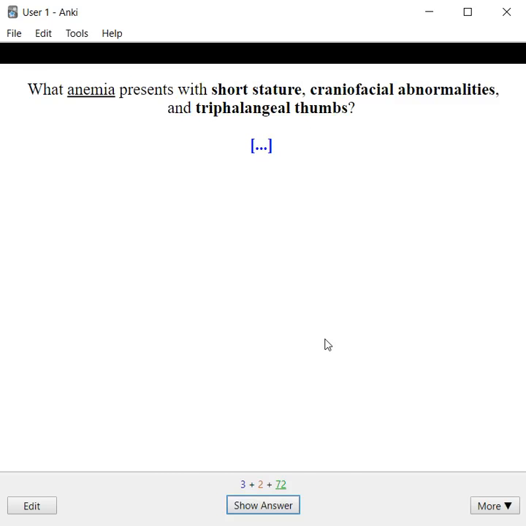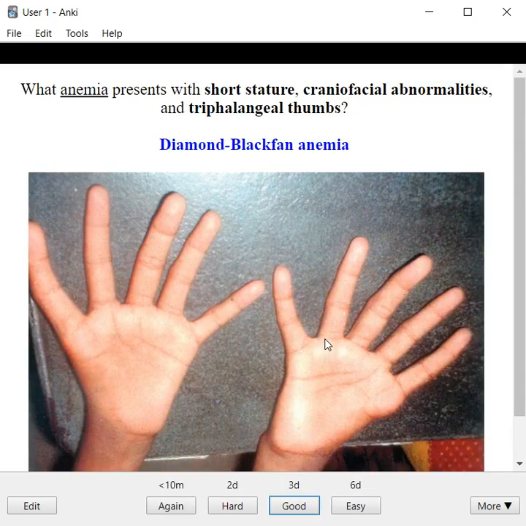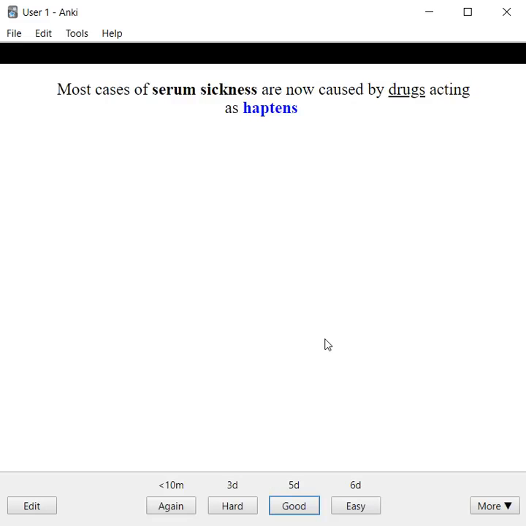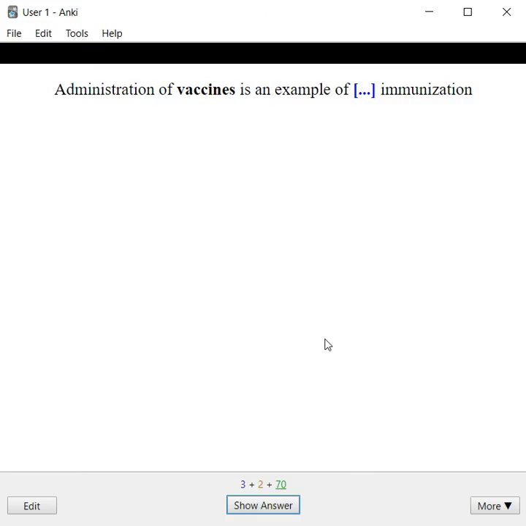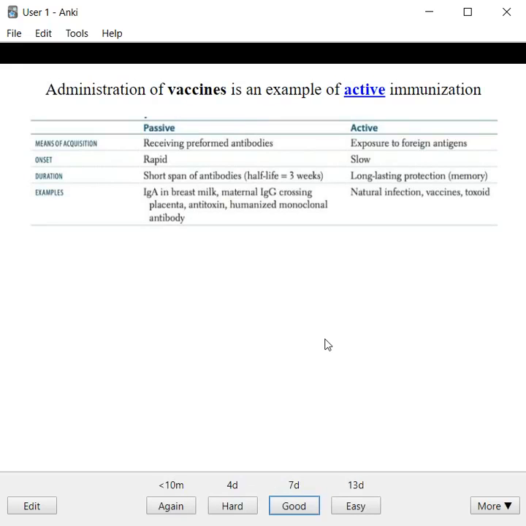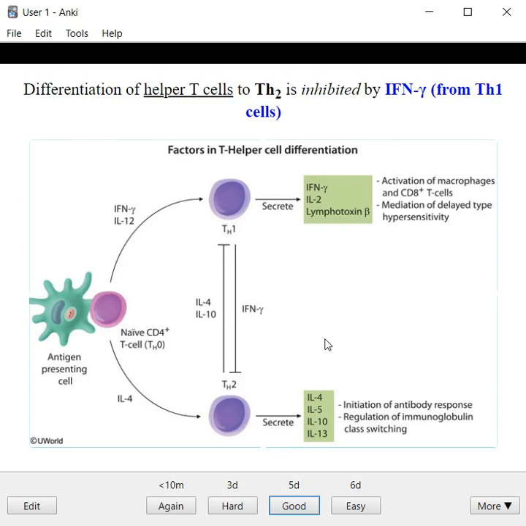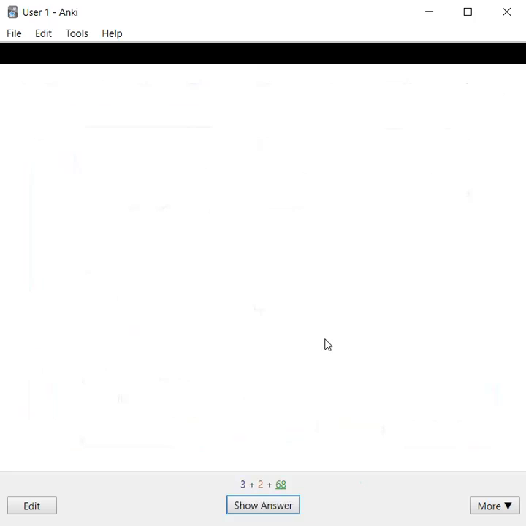What anemia presents with short stature, craniofacial abnormalities, and triphalangeal thumbs? Diamond-Blackfan anemia. Most cases of serum sickness are now caused by drugs acting as haptens. Administration of vaccines is an example of what type of immunization? Active immunization. Differentiation of helper T cells into Th2 is inhibited by what? Interferon gamma from Th1 cells.